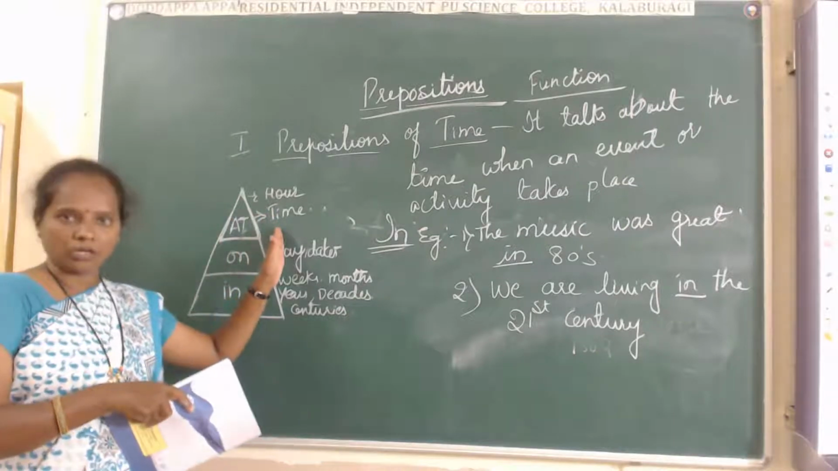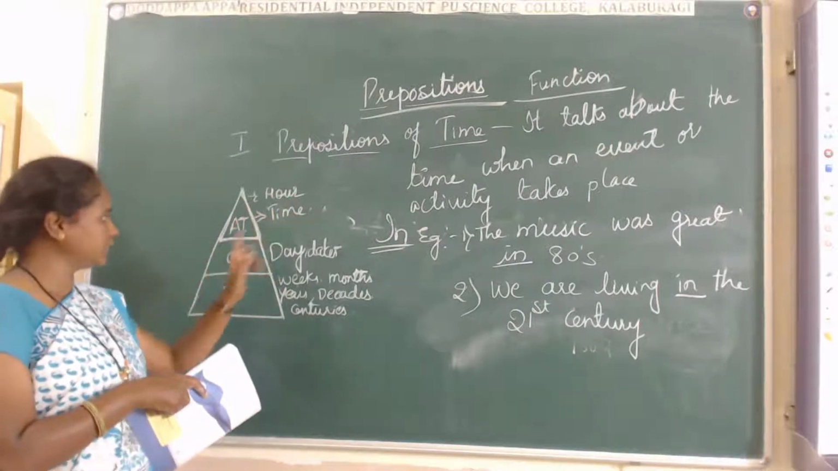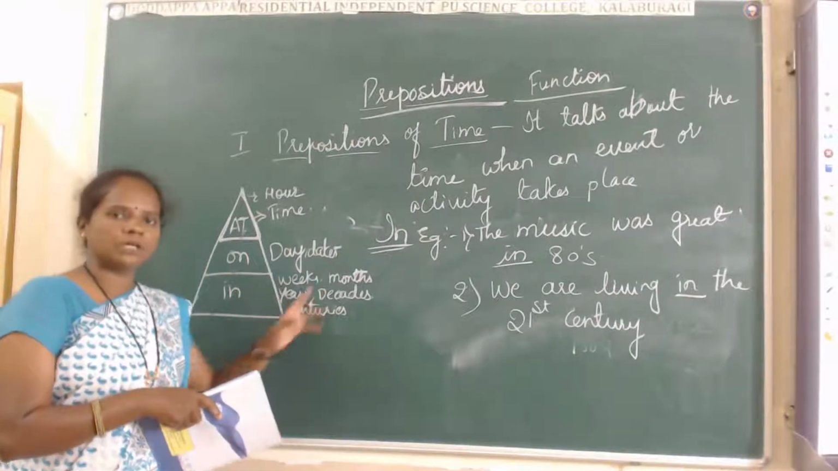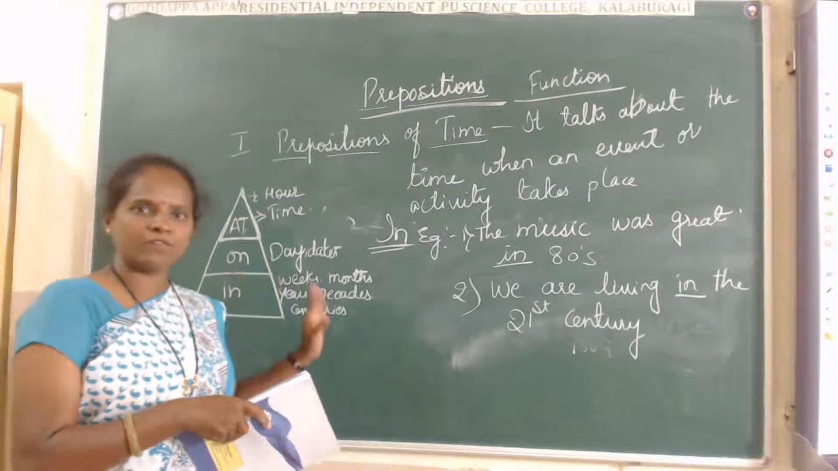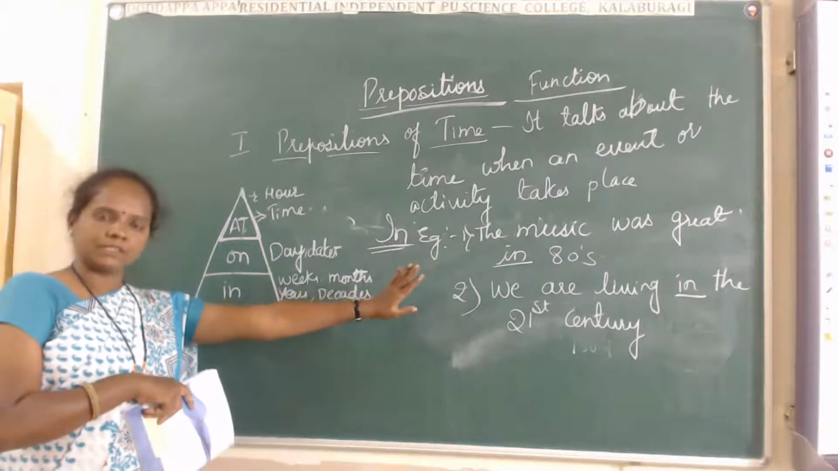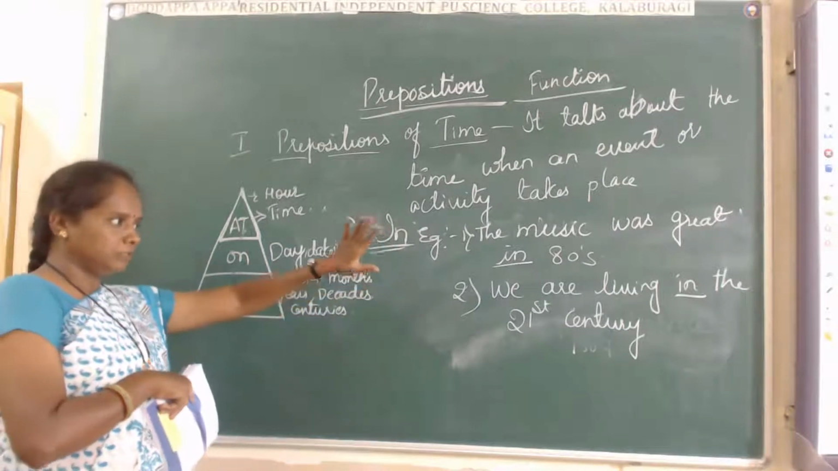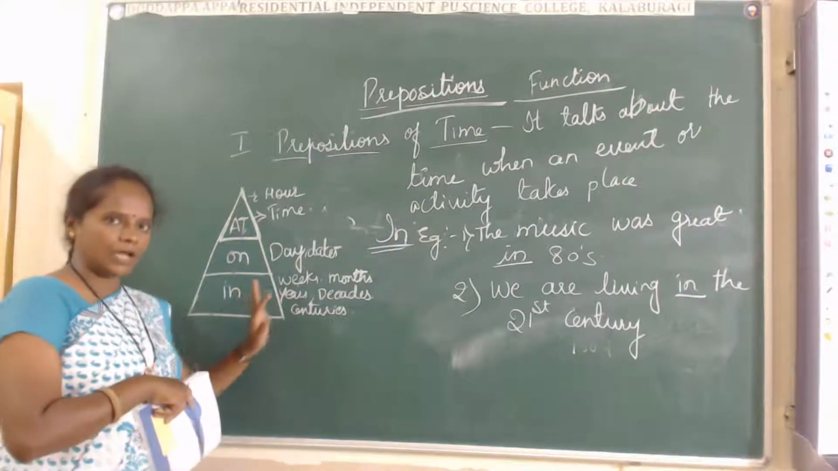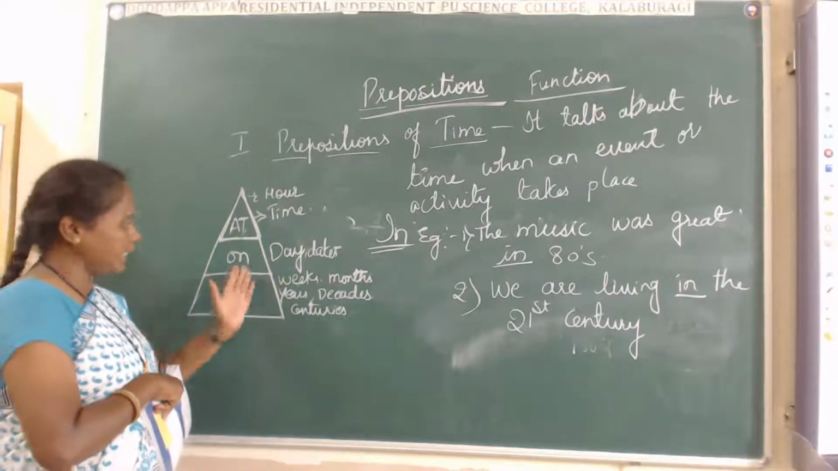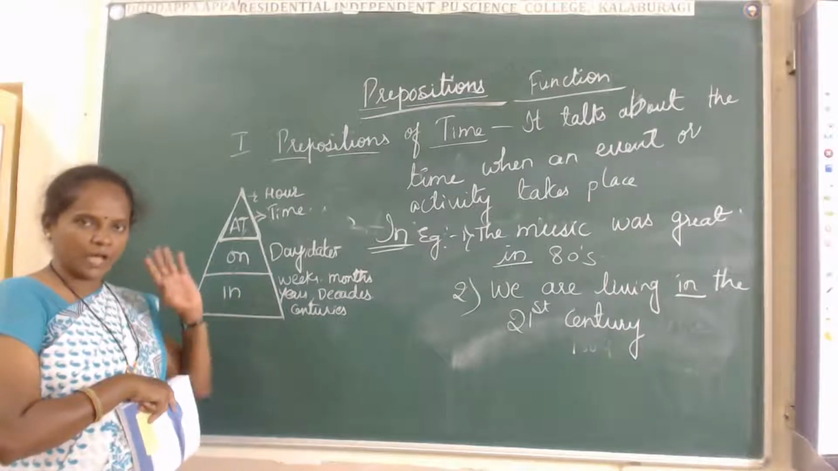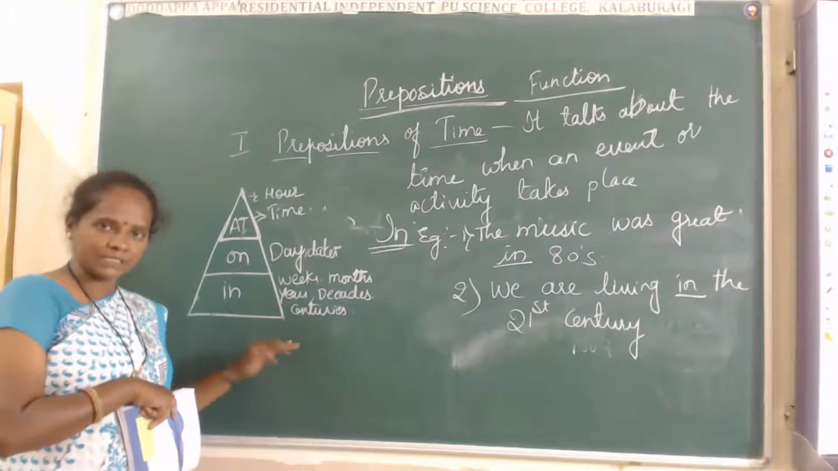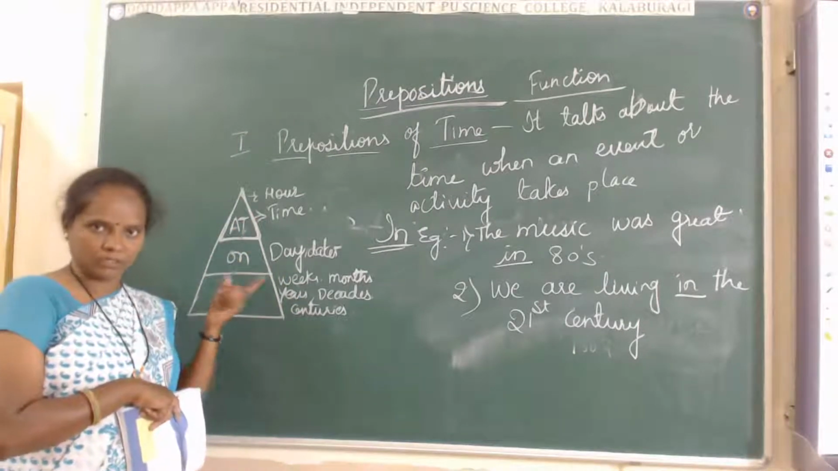And what does it talk about? See, at is for hour and time, on is for days and dates, in is for weeks, months, years, decades, and centuries. We can give any number of examples for each, so don't worry about the examples. I just want to clarify the use of these three. You have to remember only hour, time, date, weeks, months, year, decades, and centuries. Got this one?